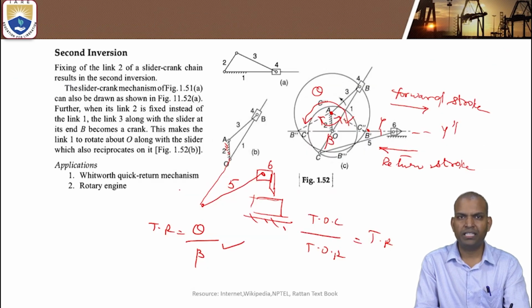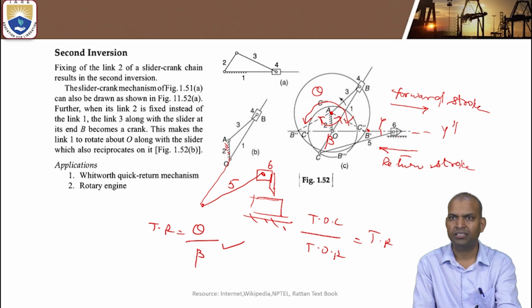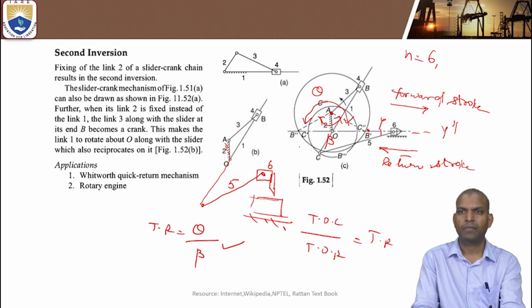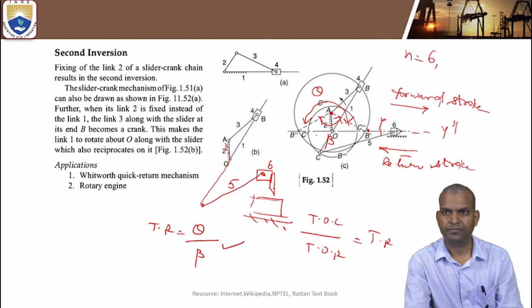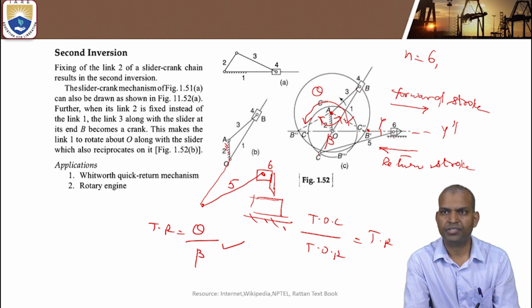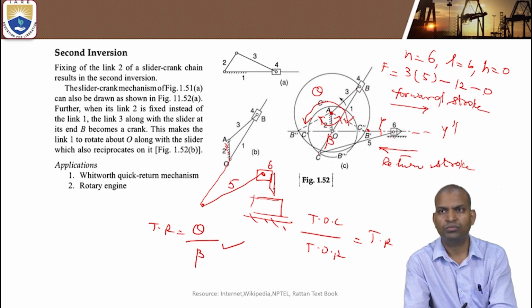Next, what is the degree of freedom of the second inversion? In this case we understand how many links are there. The number of links, n equal to 6. How many lower pairs are there? Lower pairs are 1, 2, 3, 4, 5, 6. L equal to 6. How many higher pairs are there? 0. Substitute back in the formula: 3 into (n minus 1), 3 fives, 2 sixes, H equal to 0, 2 into L.